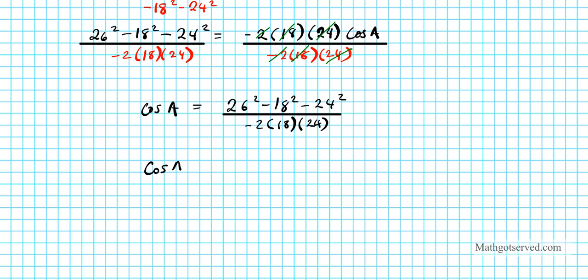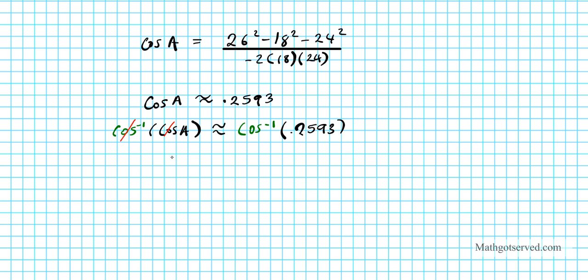Cosine A is approximately 0.2593. So to get cosine by itself, we're going to take the inverse cosine of both sides. So we're going to take the inverse cosine of cosine A. Remember, you always have to put your inverse to the left, okay? So on the left, we have the inverse cosine of cosine A. On the right, we're going to take the inverse cosine of this approximate value of this expression, which is 0.2593. Okay? On the left side, the cosine and the inverse cosine cancel out, so they're inverse operations.